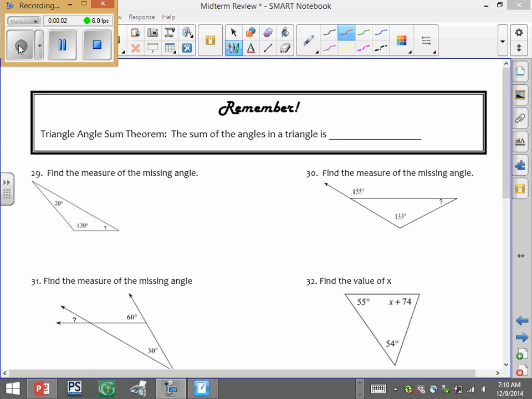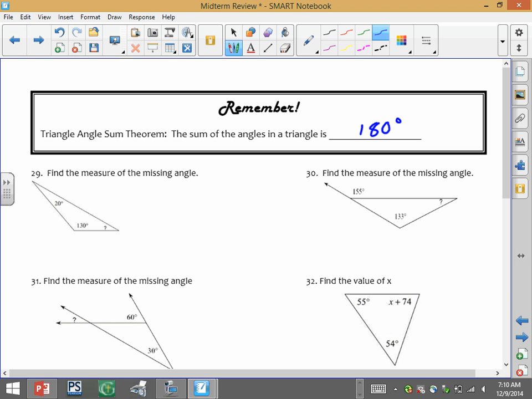So this quick video will remind us of some of the basics about triangles. The first thing that we talked about, the triangle angle sum theorem: the sum of the angles in any triangle is always 180 degrees. So a very basic example here, if we're finding the missing angle, 130 plus 20 is 150, which means 180 minus 150. There are 30 degrees left for the missing angle, so that would be 30 degrees.